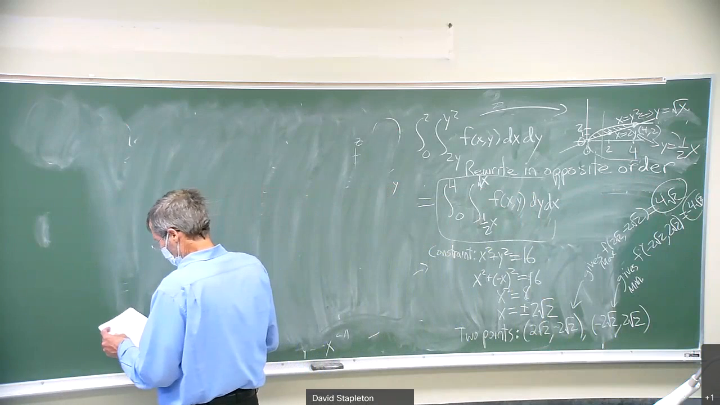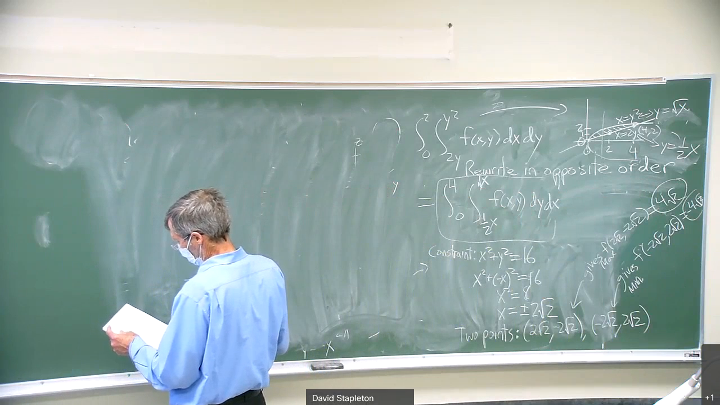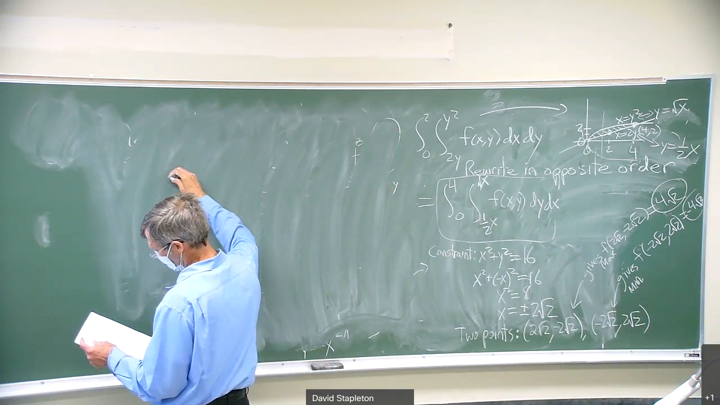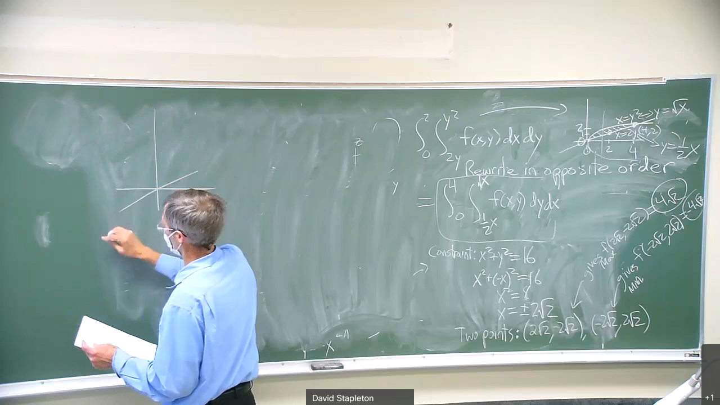Find the volume of the solid bounded by z equals x plus 2 above, z equals 0 below, and within the cylinder x squared plus y squared equals 1. Find the volume of this. So again, on these volume problems, it's usually best to sketch it.